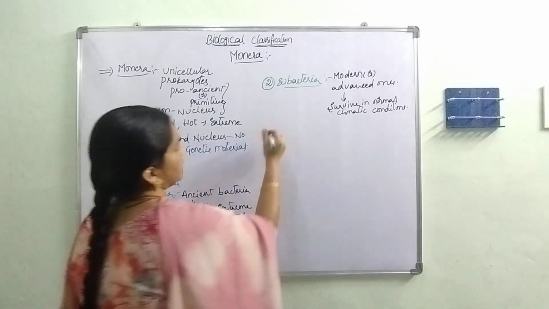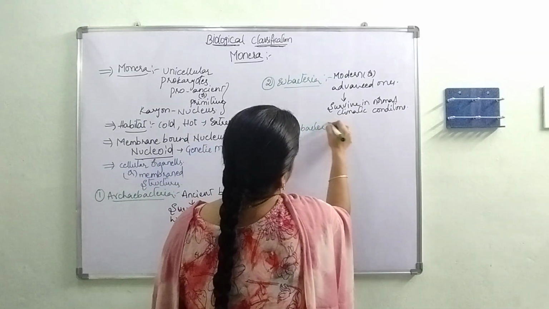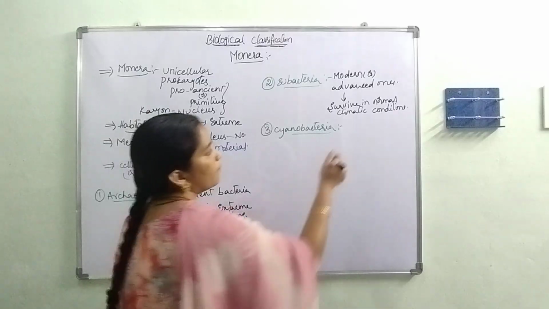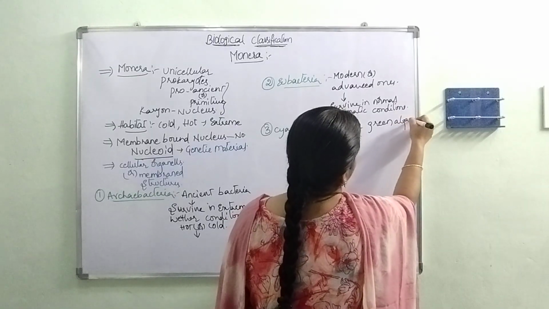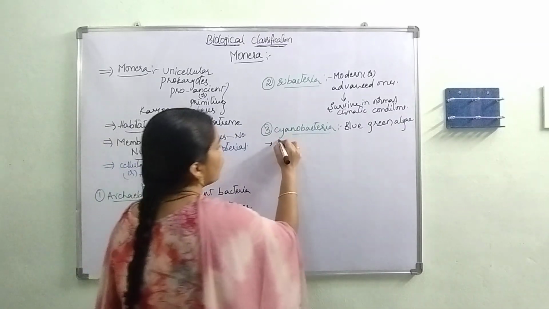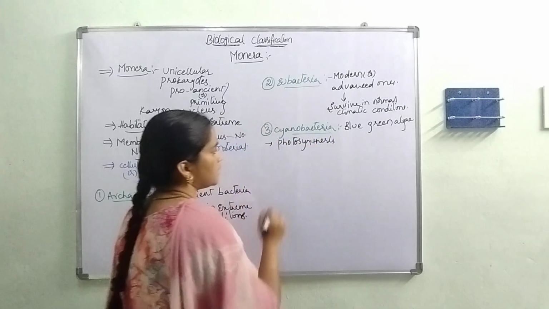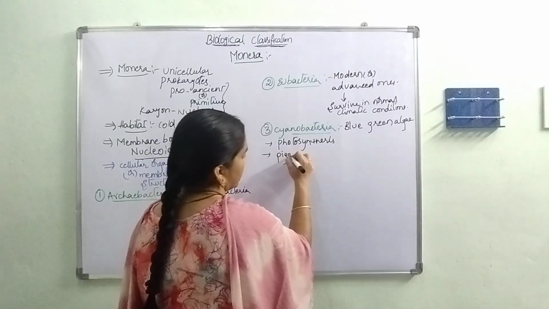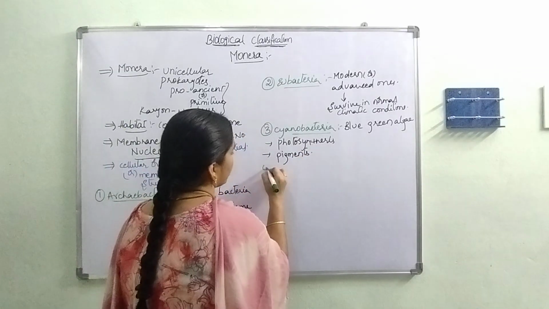Next, the third type is cyanobacteria. These are also called blue-green algae. They have the ability to perform photosynthesis, by the presence of pigments in their structures.